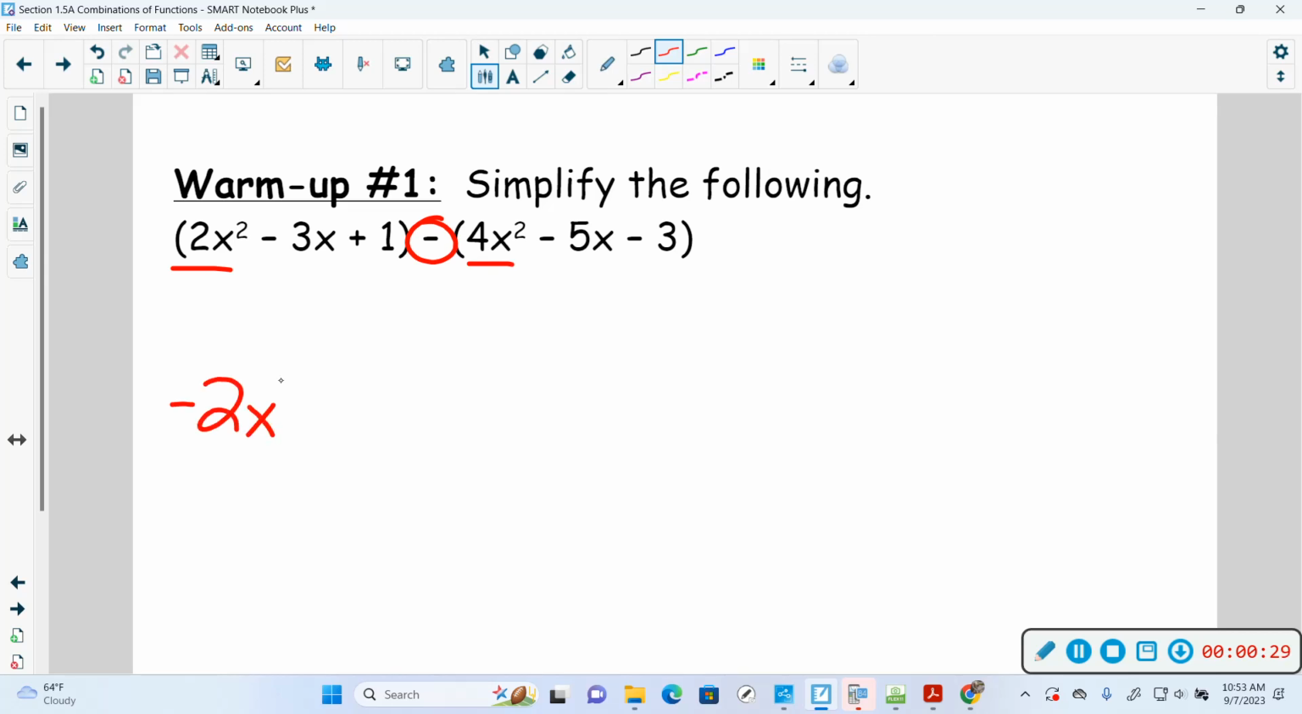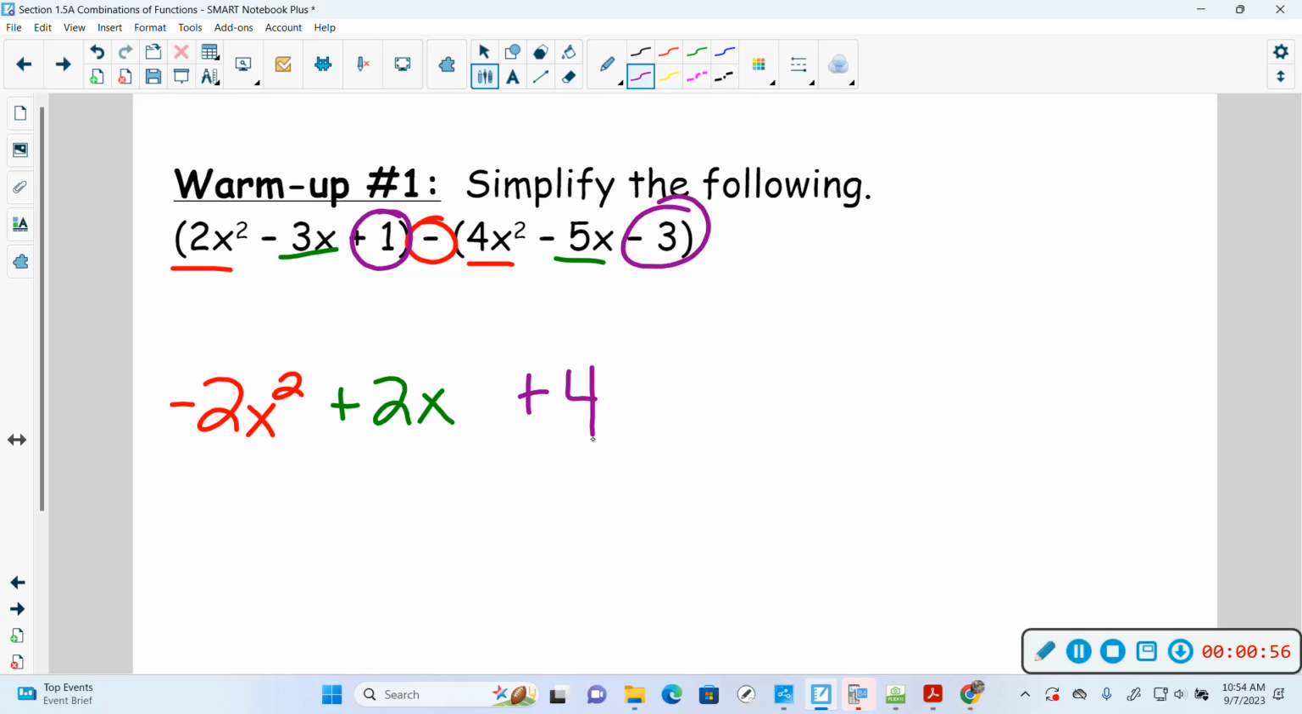I'll yell it, right? What is, let's go green for Christmas, negative 3x minus, careful here, negative 3x minus negative 5? Negative 3, because you're really doing negative 3 plus 5, which is 2. Good. And last but not least, what's 1 minus negative 3? 4.